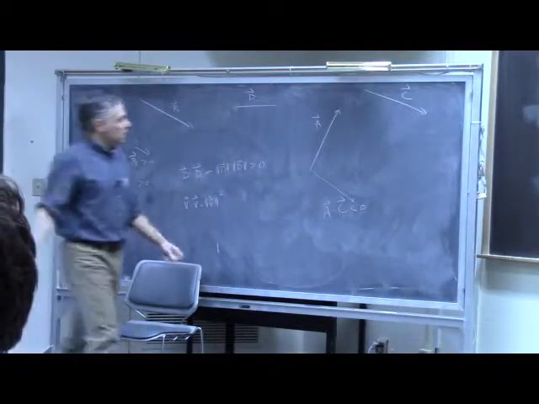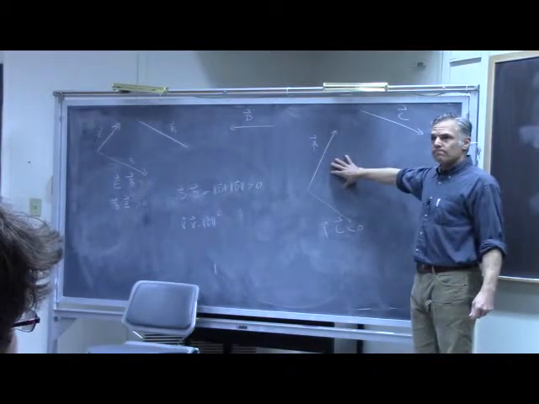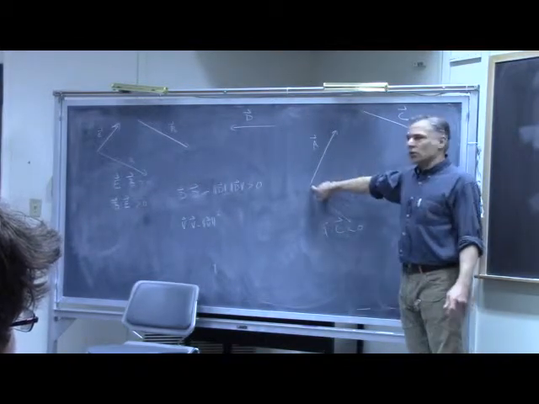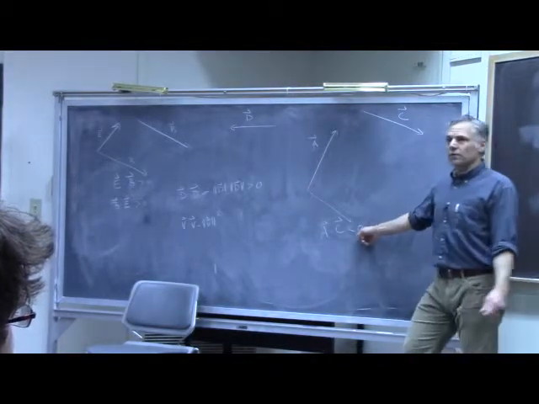Let's see, last one, A and C, they are a little bit in the opposite direction. The angle here is greater than 90 degrees, not by much, but a little bit. And so that's going to give a negative answer for the dot product.